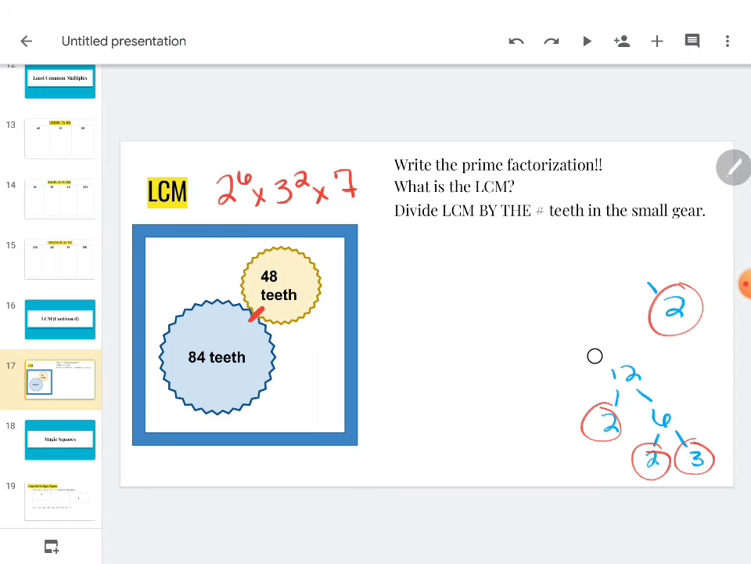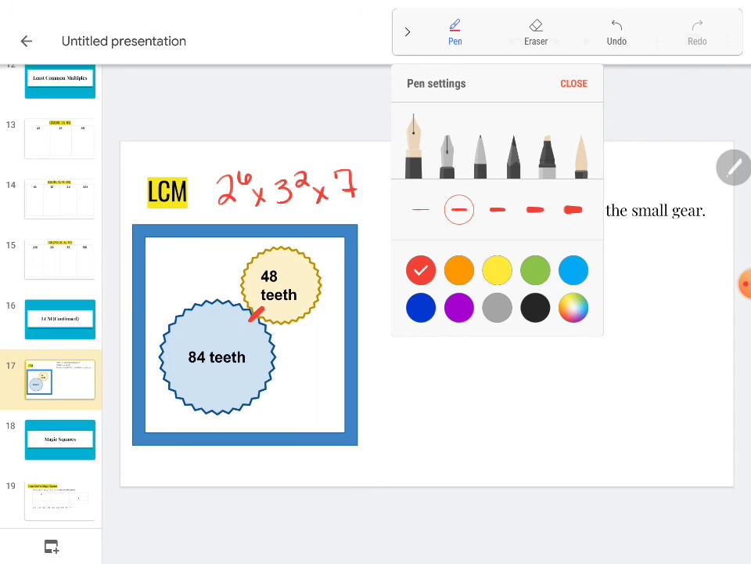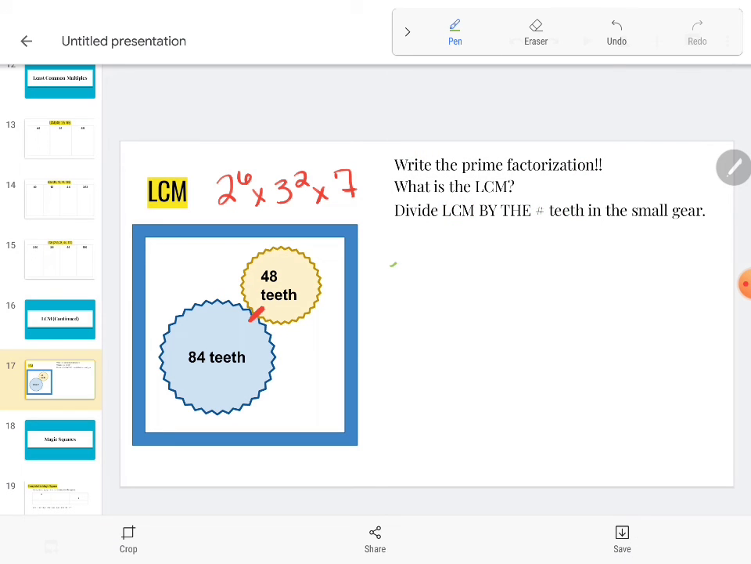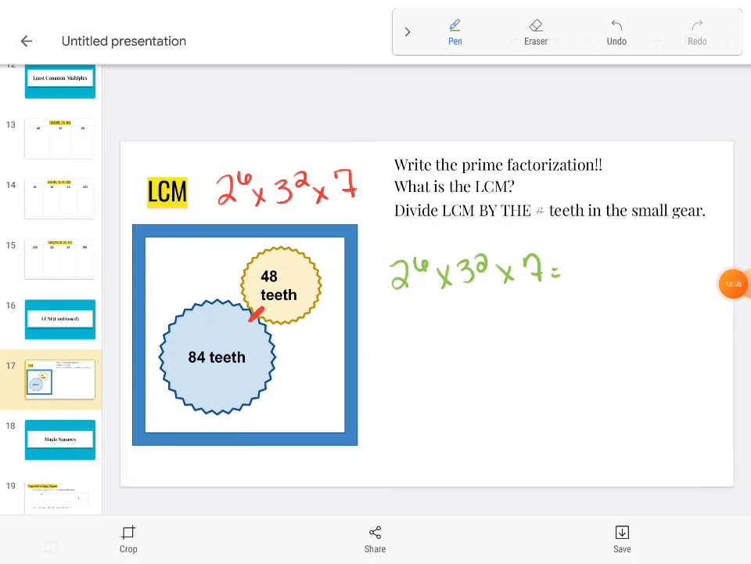we're going to go ahead and erase this because we know what we need to solve for now. 2 to the 6th times 3 to the 2nd times 7 is actually going to be, let me get the calculator back up, 4,032.